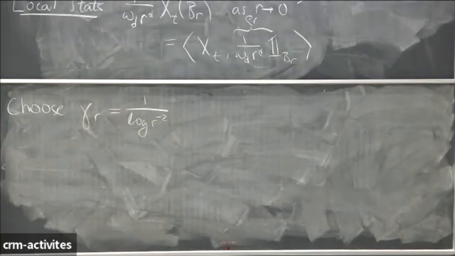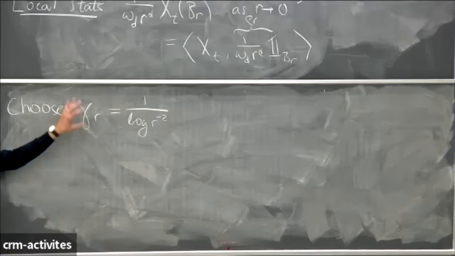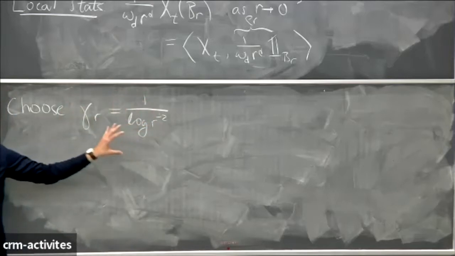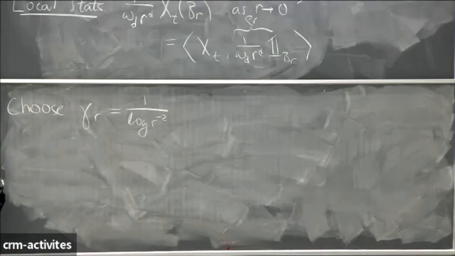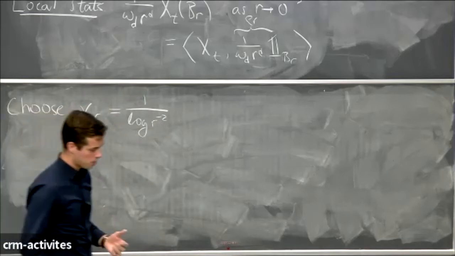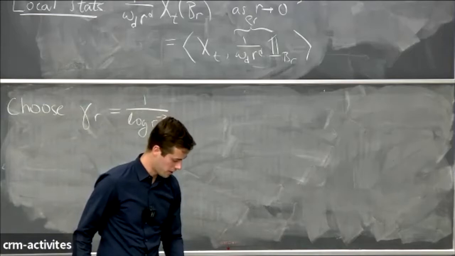So kind of morally, what am I doing? I've taken my super process and I've said if I want to examine it at a spatial scale that's very small, and I want to get something useful in the limit, I had better relax the branching a little bit. You don't have to do it too much. You have to reduce it by this logarithmic factor as a function of r. And if you do that, you should be able to get some sort of non-trivial dynamics in the limit.